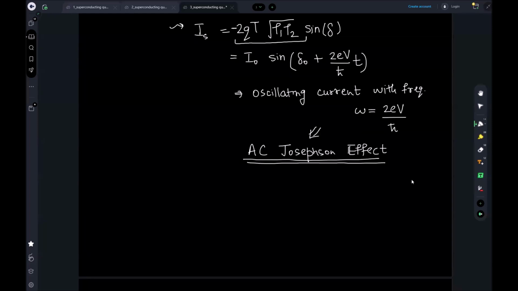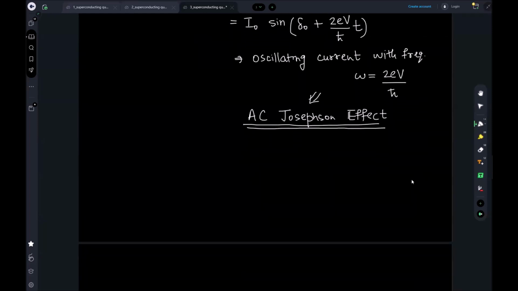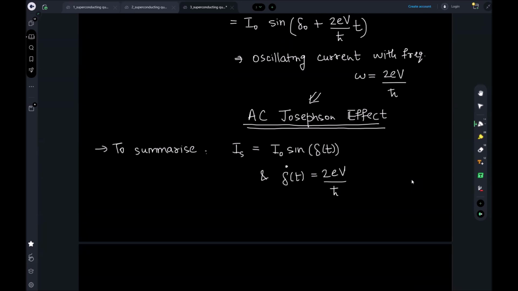Now, to summarize the working of this new element, I'm going to write the two key equations. So the supercurrent is related to the phase difference in the form of a sinusoidal relation, and the time derivative of the phase difference is given by 2 EV over h bar, and V is the potential difference across the junction.